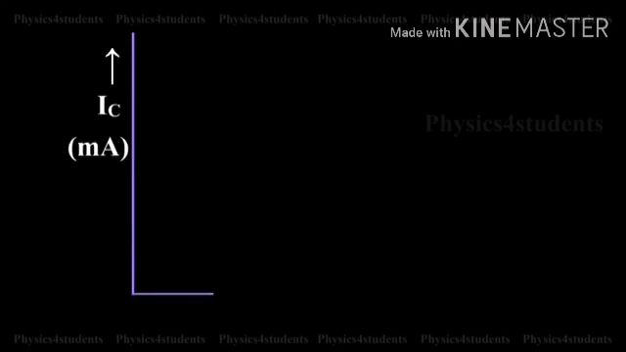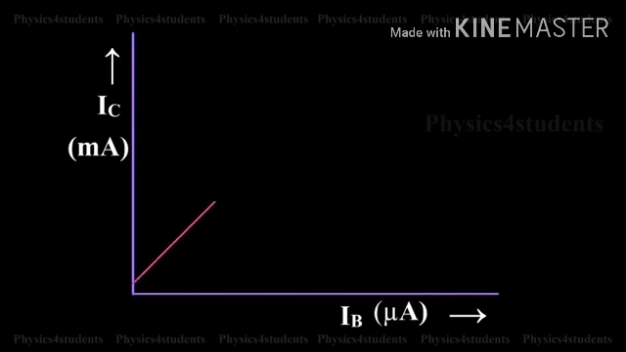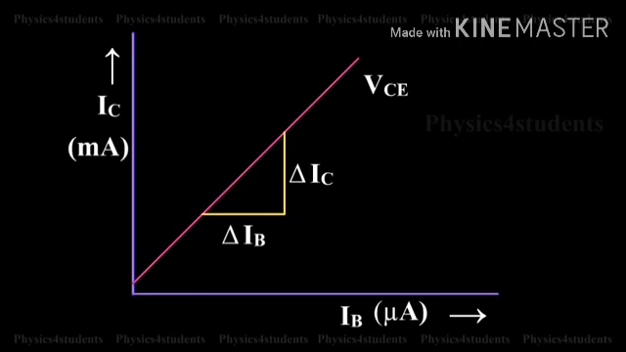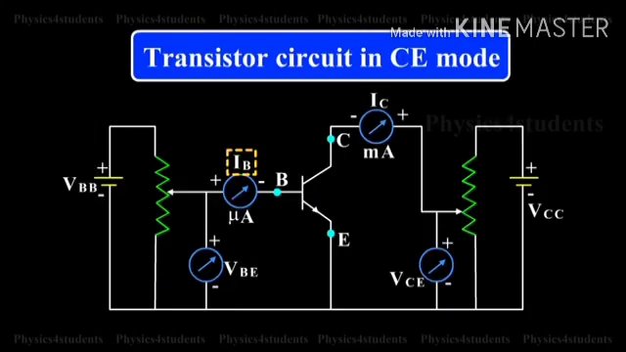Next we define the output impedance. The output impedance is the ratio of the change in collector emitter voltage to the change in collector current at a constant base current. So output impedance Ro is equal to delta VCE divided by delta IC at constant IB. This output impedance for the transistor is very low.